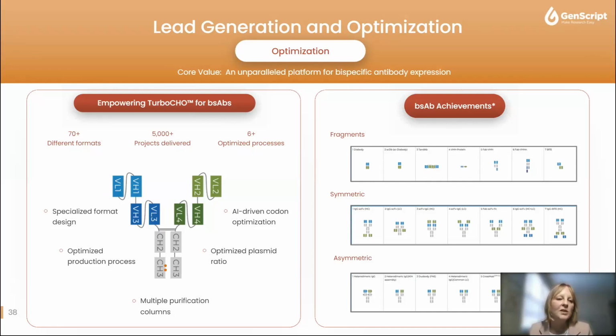So far we've completed over 70 different formats, I apologize. We've delivered over 5,000 projects and have optimized more than 6 development pathways. Examples of completion, you can see over here on the right. You can also find more on the website and use the interactive feature to learn more about specific format developability and manufacturability.